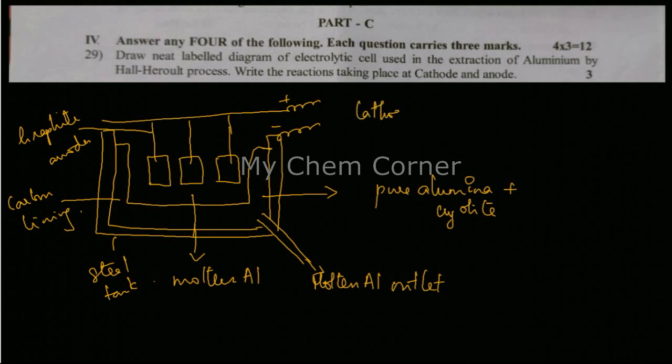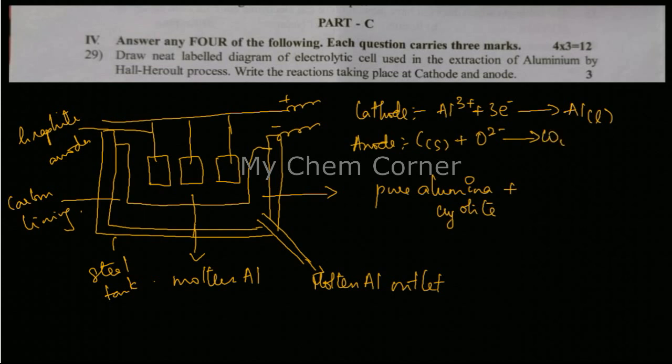So at cathode, the reaction that will take place here is Al3+ plus 3 electrons giving Al liquid, that is a molten one. And at anode, you need to write both reactions where carbon, which is in the solid state, reacts with O2- to form carbon monoxide gas and 2 electrons. Then further, that carbon is going to react with 2 O2-, oxide ions, to form CO2 in the gaseous form plus 4 electrons.